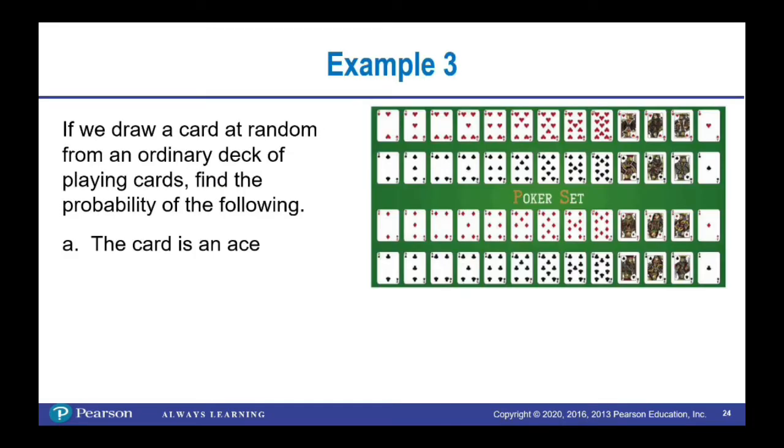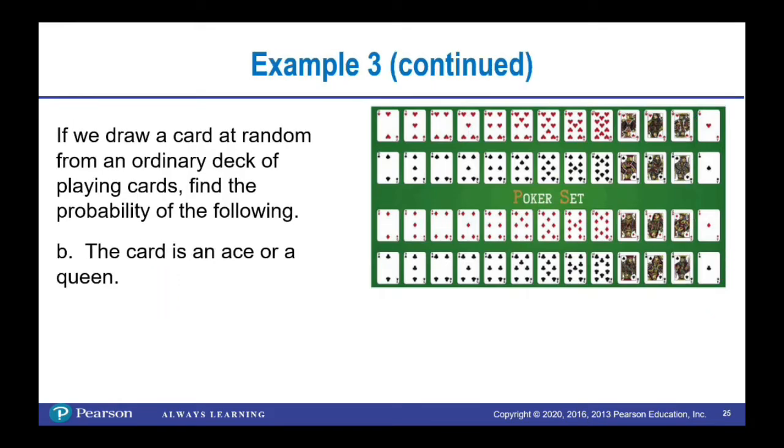Let's find the probability that a card is an ace, and we're looking at a standard deck of cards. Now notice there are 52 cards. There are 4 suits: hearts, spades, diamonds, and clubs. And each suit has numbers 2 through 10. It has 3 face cards, Jack, Queen, and King, and then each one has an ace. So we have 4 aces out of 52 total cards, gives us a probability of 1/13 when we simplify our fraction.